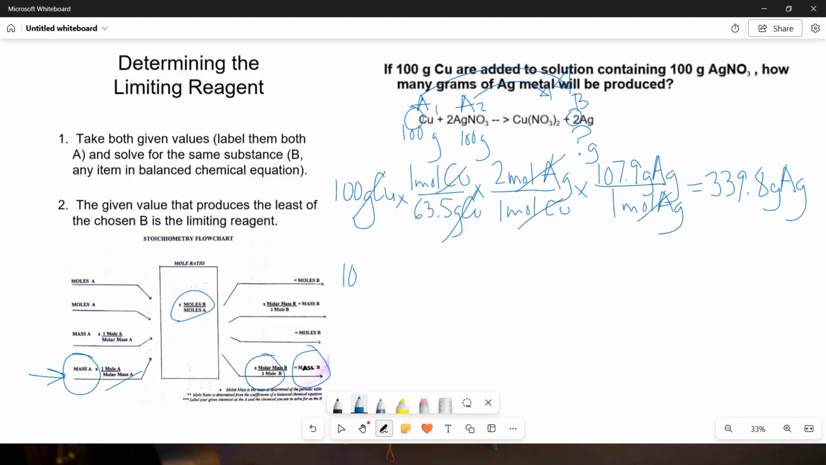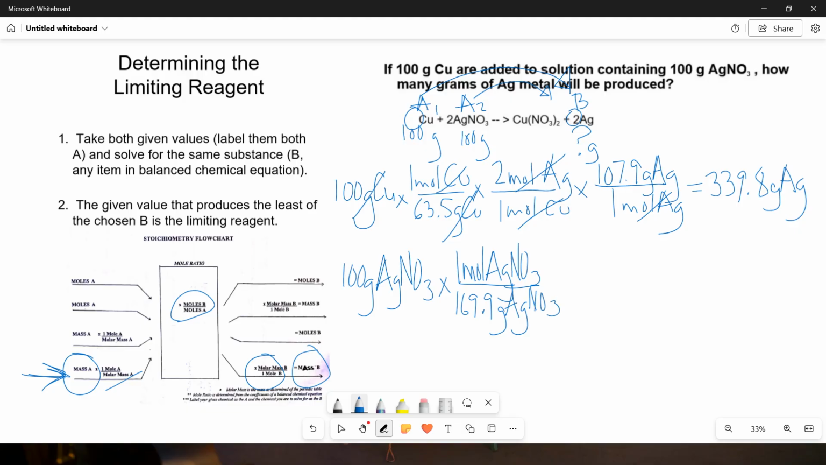Now I'm going to do the same thing, except this time I'm going to take A2 to B. So I have 100 grams of the silver nitrate, and I'm going to follow line 4 again, and it says 1 mole of the silver nitrate over its molar mass off the periodic table. So if I look up 1 silver, 1 nitrogen, and 3 oxygen, I get 169.9 grams of that silver nitrate.